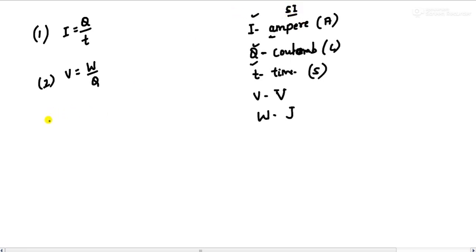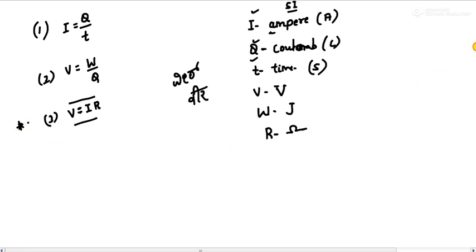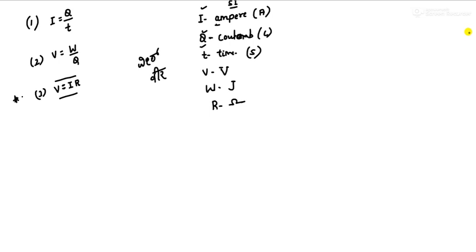Then we have Ohm's law. V is equal to IR. Just remember "Veer". There is a movie in Kannada also, or in Hindi, Veer, so you can remember this. V is equal to IR. Just remember, V is voltage or potential difference, I is current, R is resistance, and the unit of resistance is ohm. This is the most important formula which we are going to use many times. You will come to know while solving the problems.